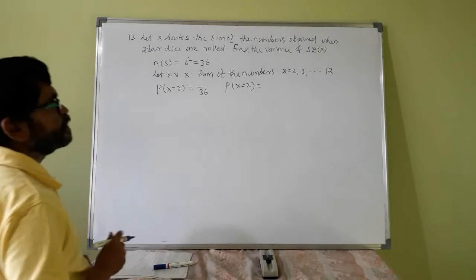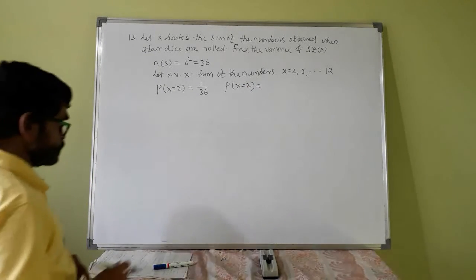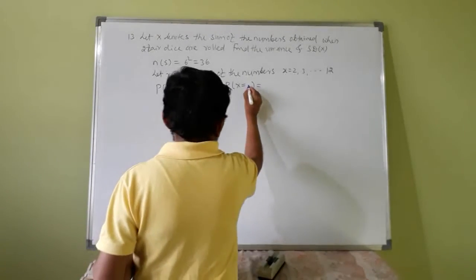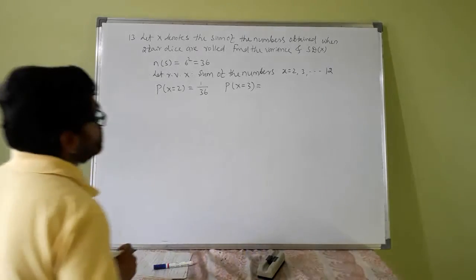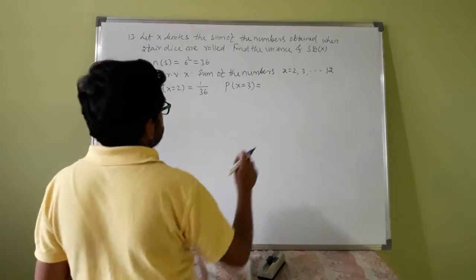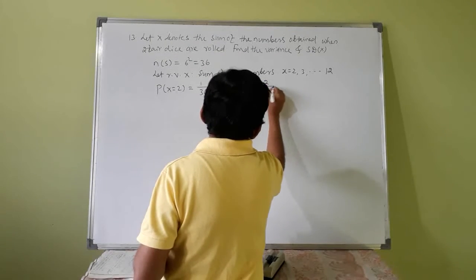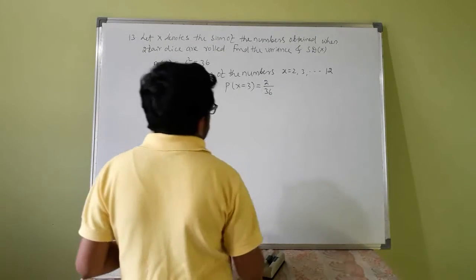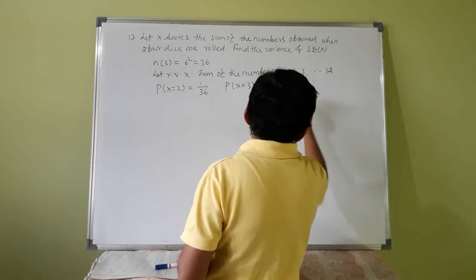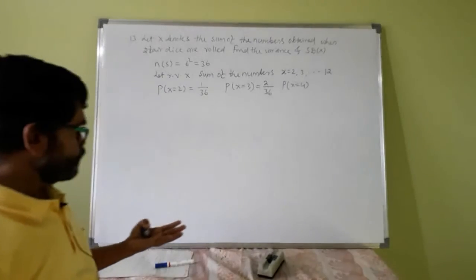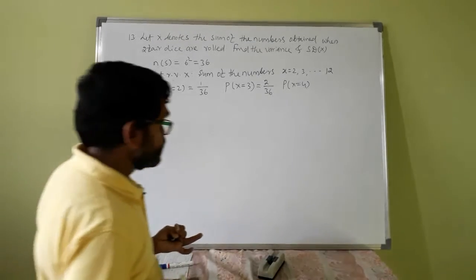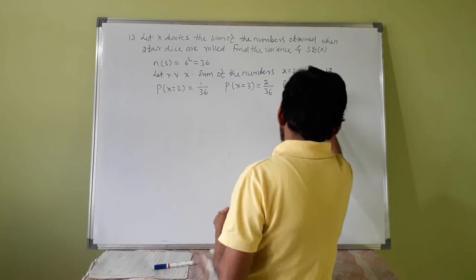Probability of X equal to 3. This is possible when the first one is 1 and the second one is 2, or the first one is 2 and the second one is 1, that is 2 by 36. Similarly, probability of X equal to 4. This is possible when 1 3, 2 2, 3 1. That is 3 by 36.